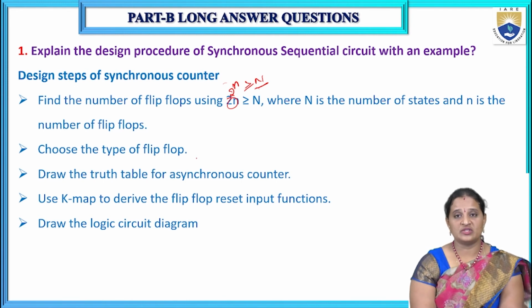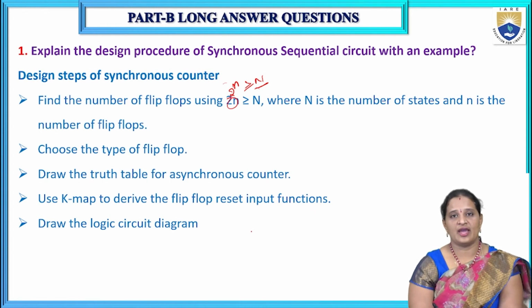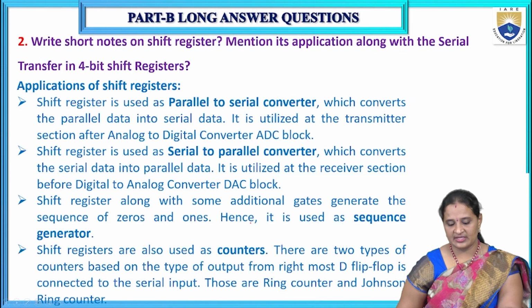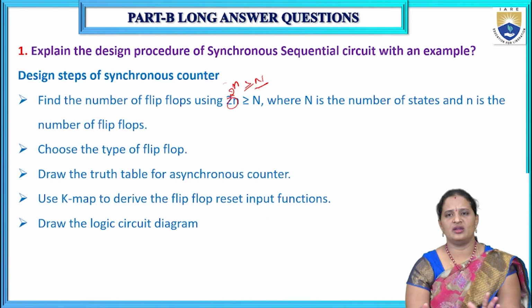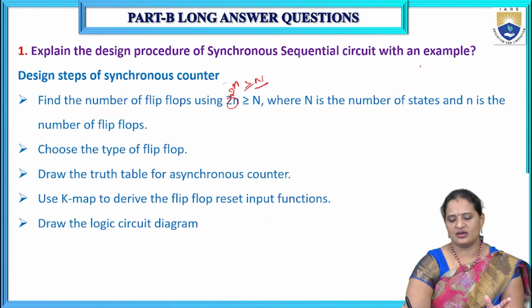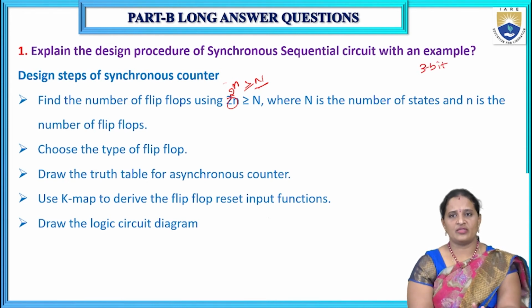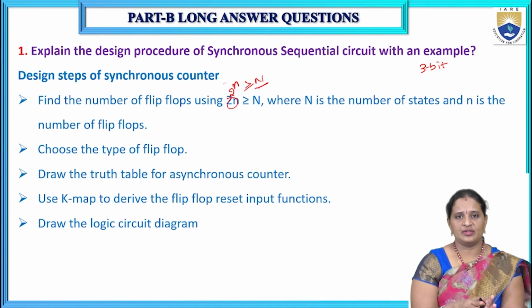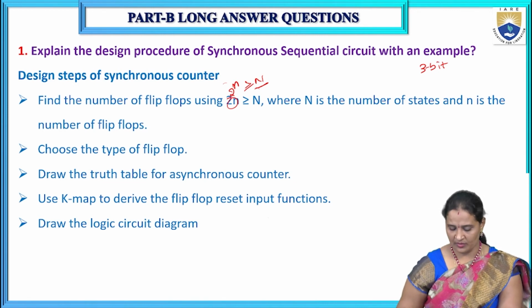Then choose a type of flip-flop. Draw the truth table of a synchronous counter, and using K-map, derive the flip-flop input functions, and draw the logic circuit diagram. So these are the steps. For the example, you can draw any synchronous counter, like a 3-bit synchronous up counter or 3-bit synchronous down counter. Take one example, 3-bit synchronous up counter. Draw the logic circuit, do the procedure, and draw the logic circuit of the 3-bit synchronous counter.